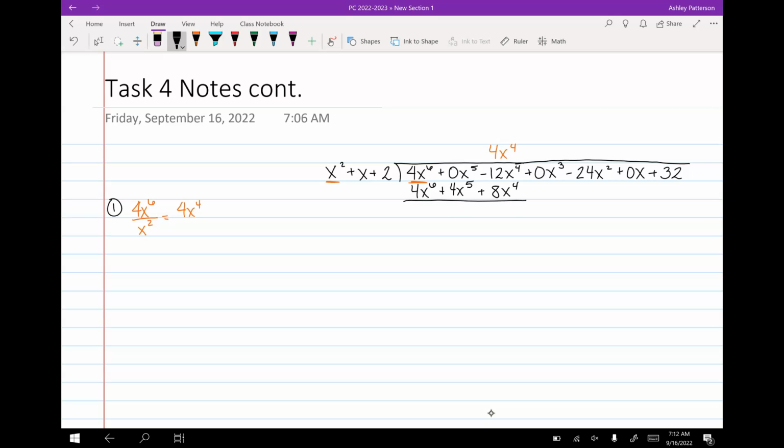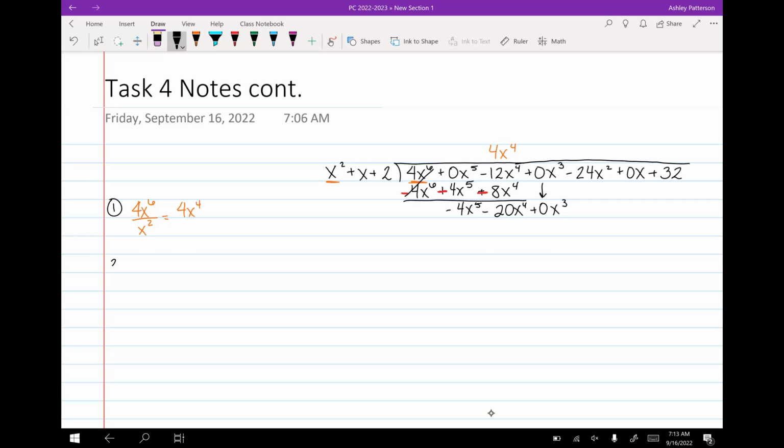Now, next thing we do in long division is change the signs. We subtract, so I'm going to change the signs. Then these cancel out. 0 minus 4 gives us negative 4x to the 5th. Negative 12 minus 8 gives us negative 20x to the 4th. And then we bring down our next term, even though it's a 0. We still have to bring it down as that placeholder.